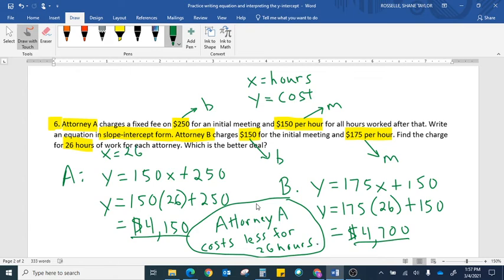If we wanted to be more specific, we could say exactly how much it costs less, right? Which is, what is it, $550 less. Okay, $550 less. But that's good enough right here. Attorney A costs less for 26 hours, and you've shown the work on it. That's how I know that you know, if you have shown your work, then I can see that you came up with the answer logically rather than just guessing.